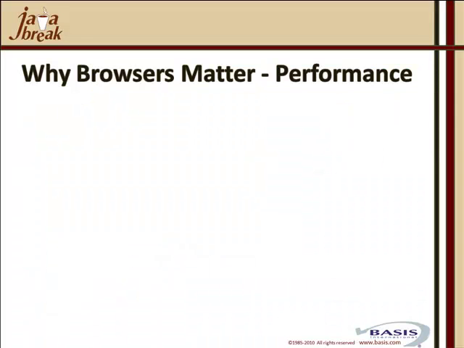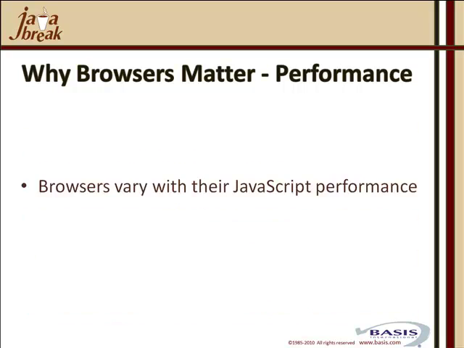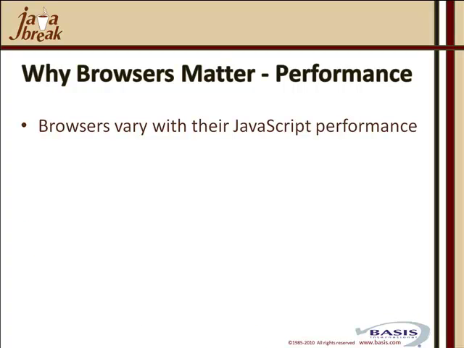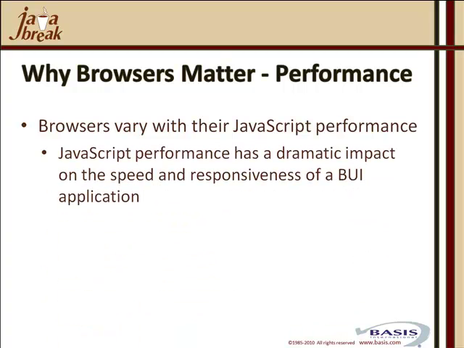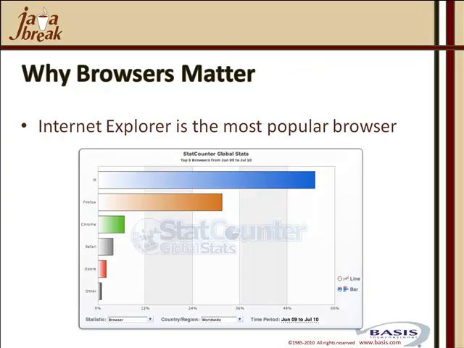The most important thing for an application, other than its look and feel in the GUI world, is its performance. And so browsers matter when it comes to performance. Browsers will vary with their JavaScript performance, and in our case, our browser user interface environment is built upon the Google Web Toolkit, which renders the code into JavaScript. So the performance of the JavaScript is critical to the performance of the application in the browser. And JavaScript performance has a dramatic impact on the speed and the responsiveness of the BUI application. So let's look at the various browsers and talk about their performance.